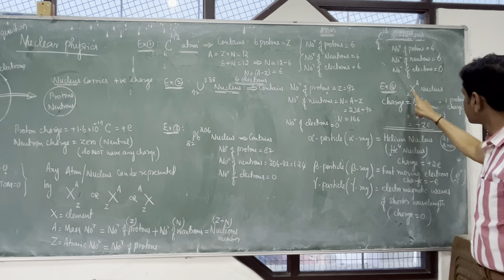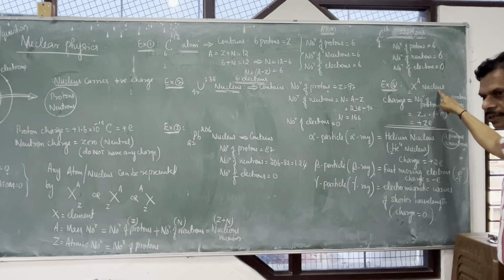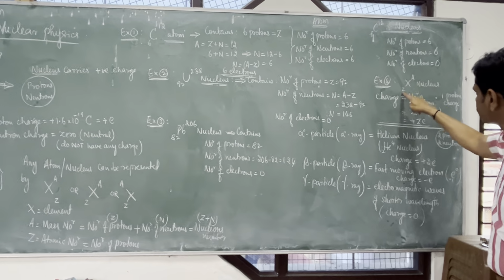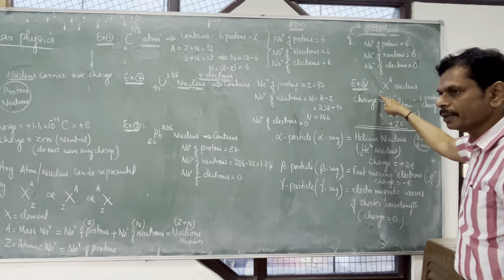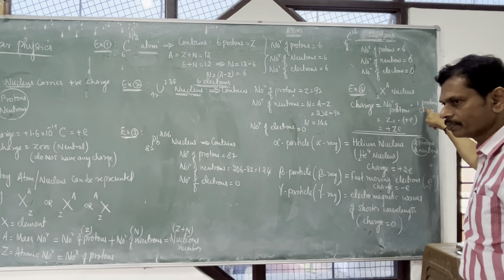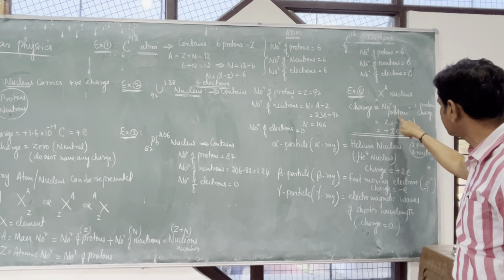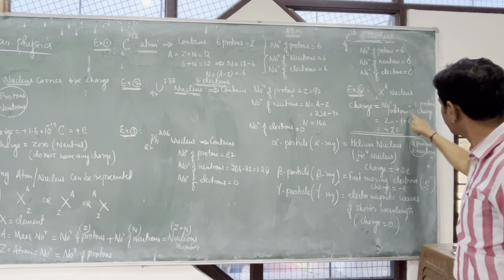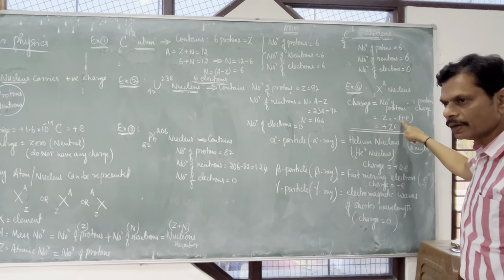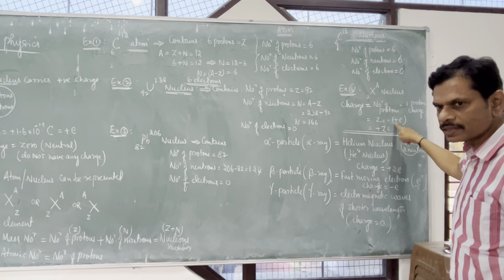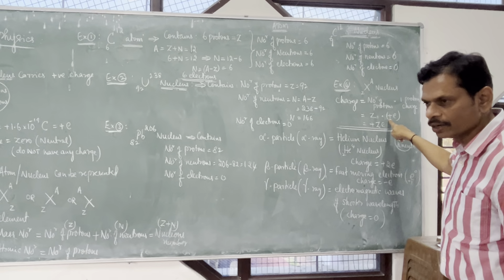So now, let us consider the X A Z nucleus here. What is the charge on this if they are asking? How many protons is it containing, multiplied by 1 proton charge. The number of protons it is containing is equal to Z. Z number of protons it is containing. 1 proton charge is equal to plus 1e. Plus e or plus 1e, it is equal to 1.6 into 10 to the power of minus 19 coulomb.